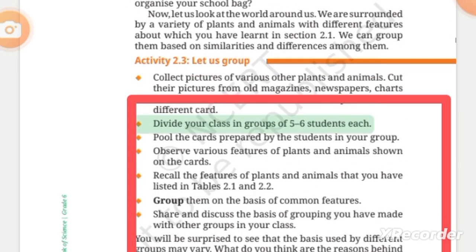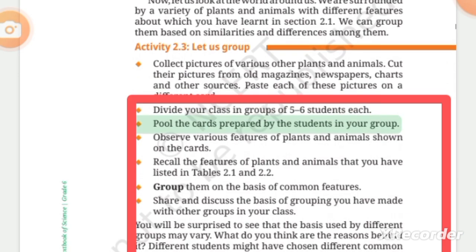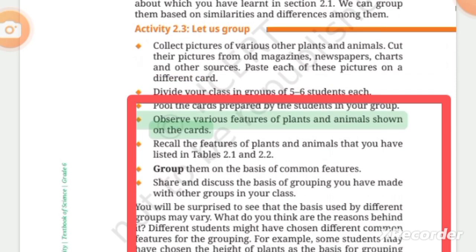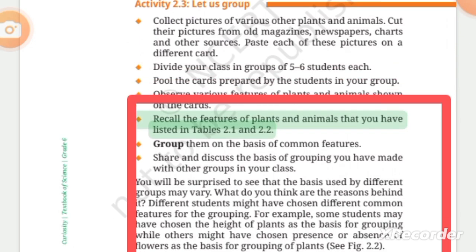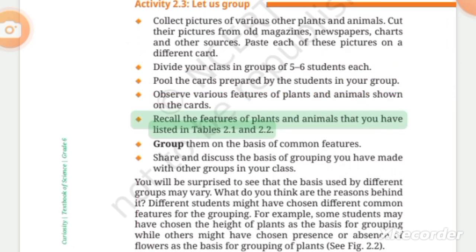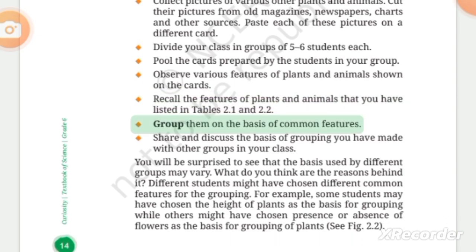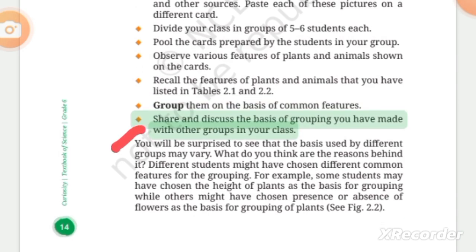Divide your class in groups of 5 to 6 students each. Pool the cards prepared by the students in your group. Observe various features of plants and animals shown on the cards. Recall the features of plants and animals that you have listed in tables 2.1 and 2.2. Group them on the basis of common features. Share and discuss the basis of grouping you have made with other groups in your class.